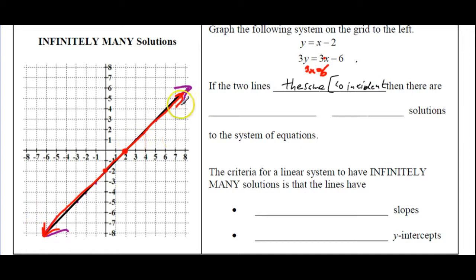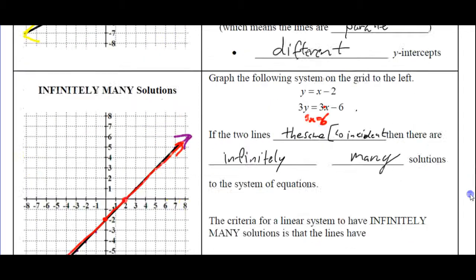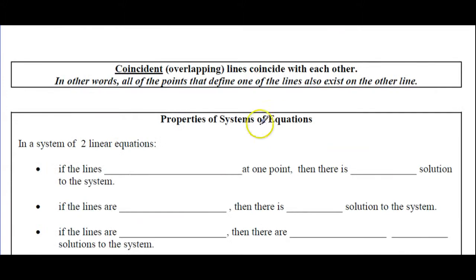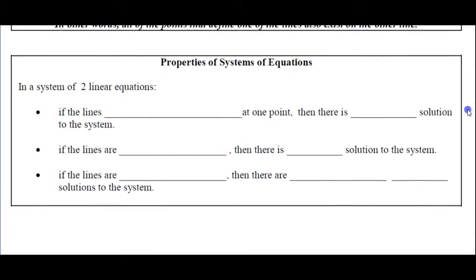Every point on one line is on the other, so there are infinitely many solutions. The criteria for a linear system to have infinitely many solutions is that the lines have the same slope and the same y-intercept. Coincident: overlapping lines coincide with each other. In other words, all the points that define one of the lines also exist on the other line.